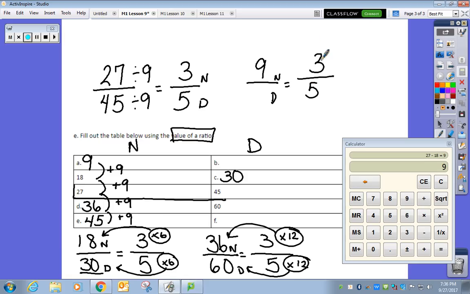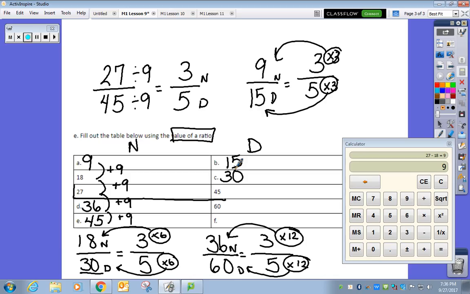So to go from 3 to 9, or 9 to 3, depending on which way you're looking at it, I'm going to go from 3 to 9. I would multiply by 3, which means I want to multiply my 5 by 3 as well, which would tell me it's 15.